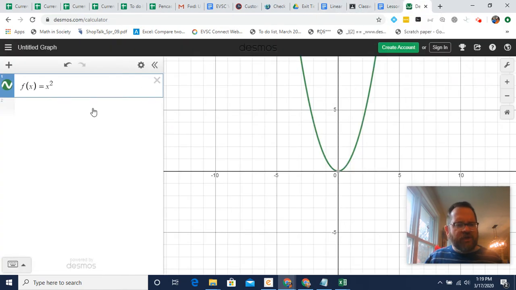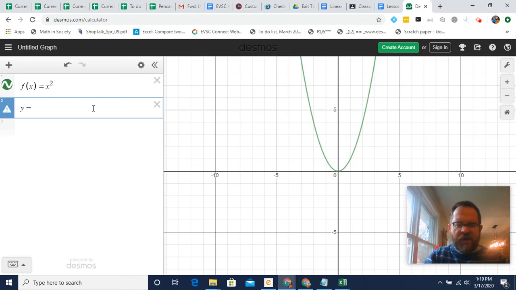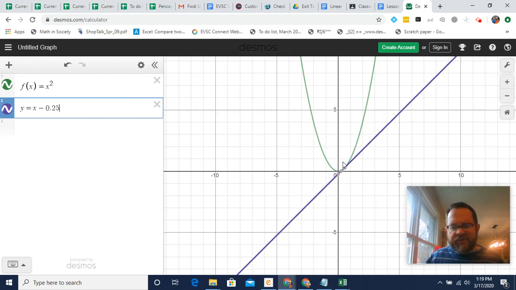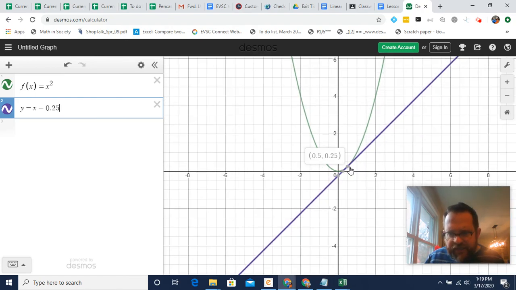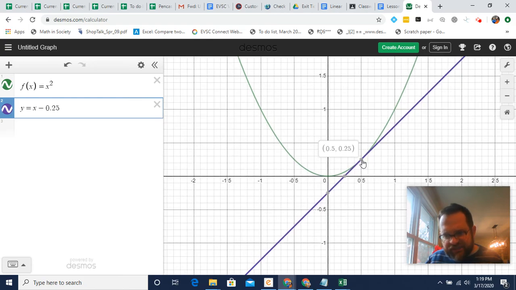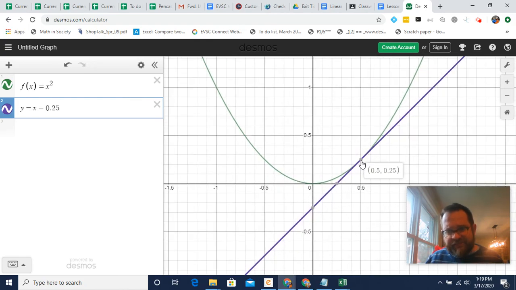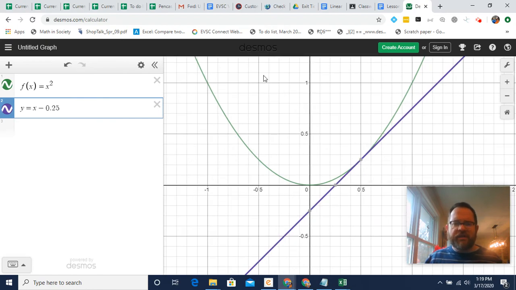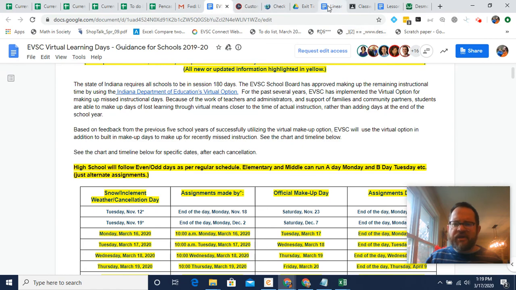And let's actually go over here and write that as a function here. Y equals x minus 0.25. And you can see, let's zoom in a little bit, that it is tangent to the curve. See how it's tangent to that curve at the point that we asked for, where x is equal to 0.5. And it looks darn good.